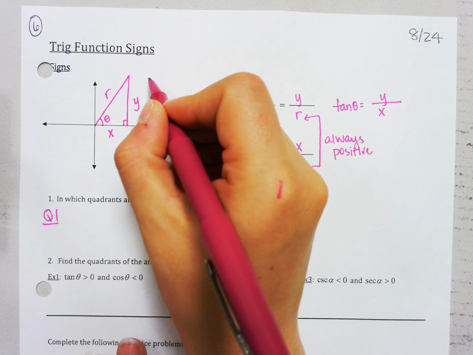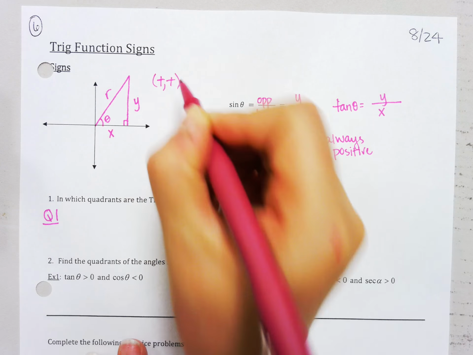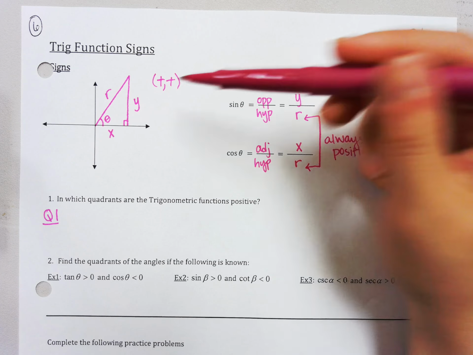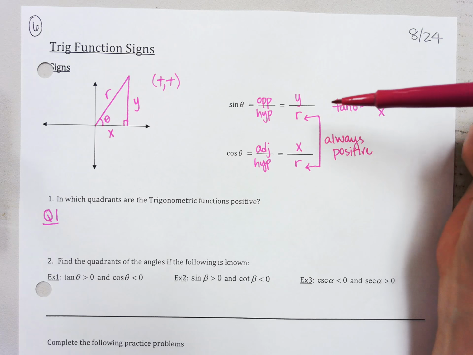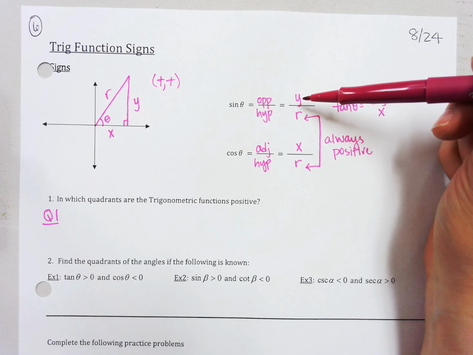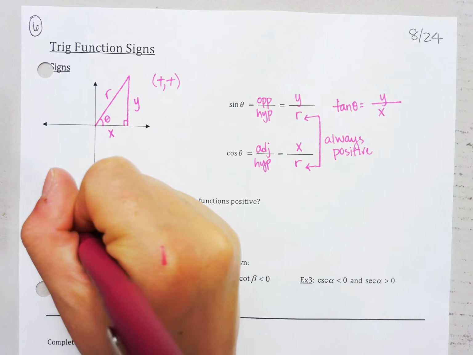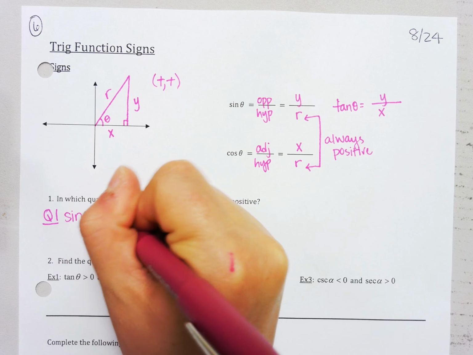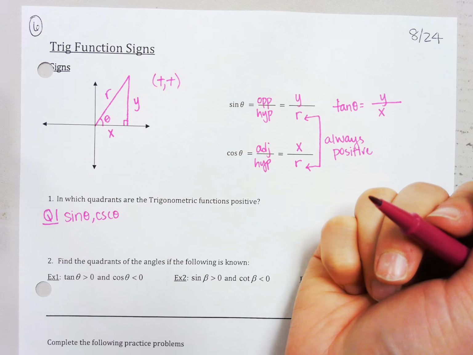So thinking about quadrant 1, both our x and y coordinates are positive. So if I were going to come up with the sine value of any of these things, my y value is going to be positive in quadrant 1. My r value is always positive. So in quadrant 1, sine is positive, and therefore cosecant is positive.